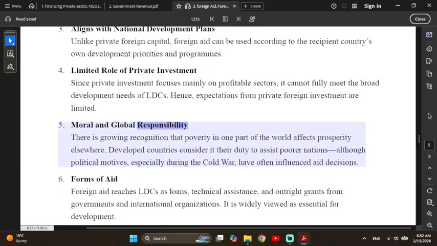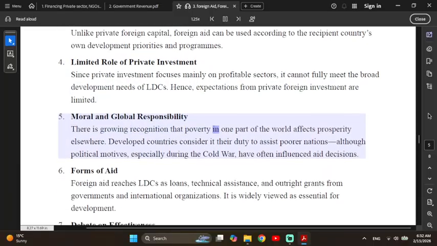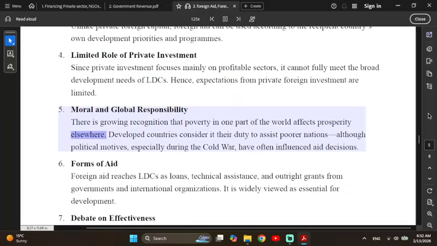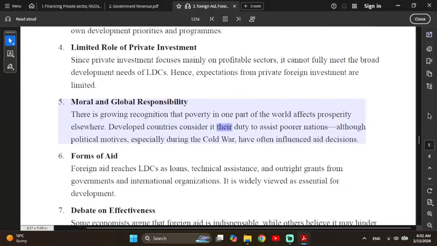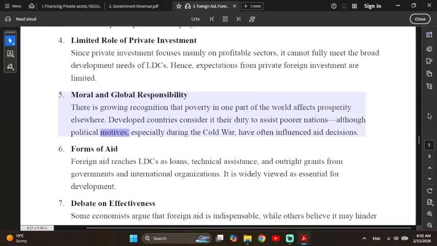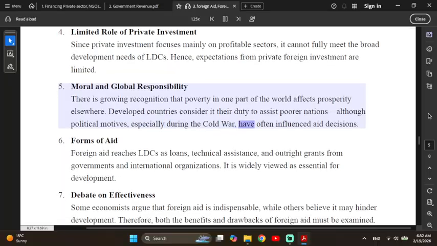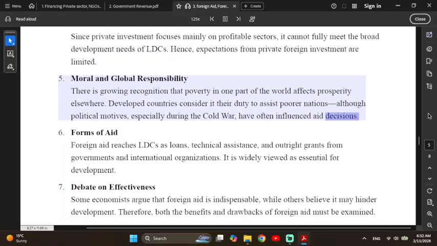5. Moral and global responsibility. There is growing recognition that poverty in one part of the world affects prosperity elsewhere. Developed countries consider it their duty to assist poorer nations, although political motives, especially during the Cold War, have often influenced aid decisions.